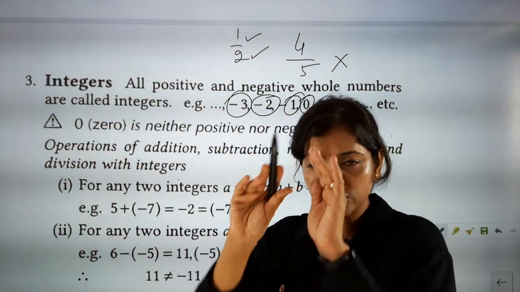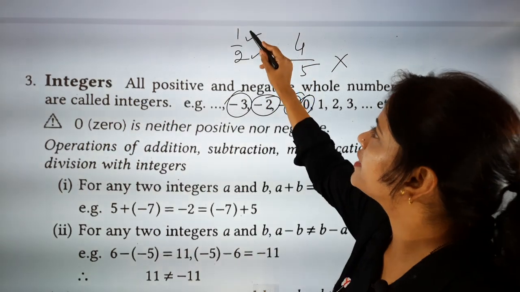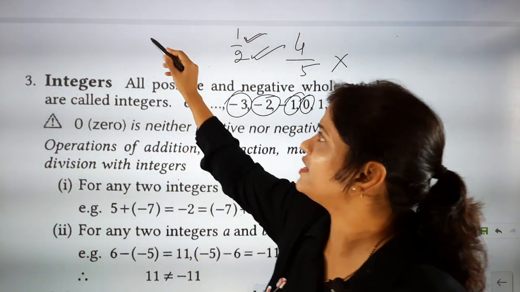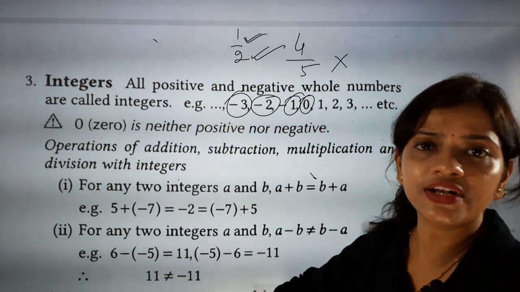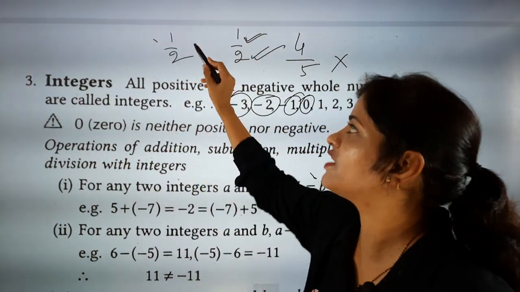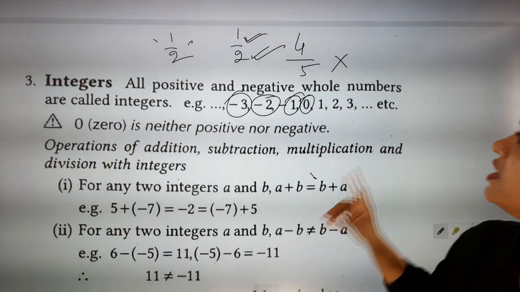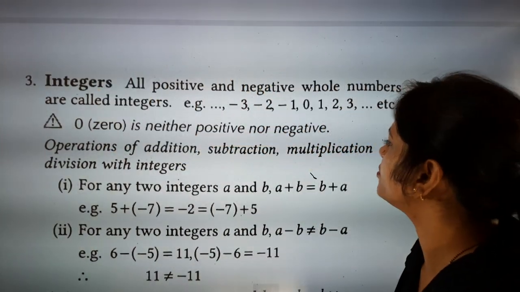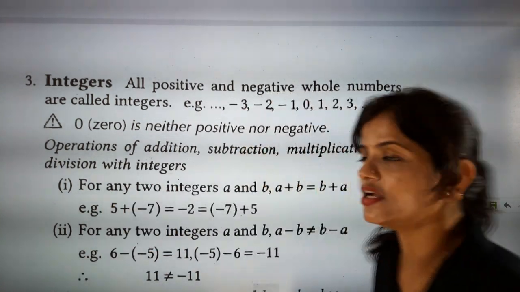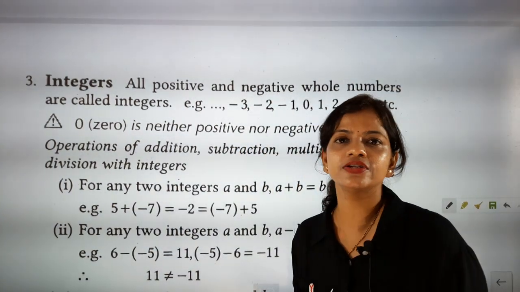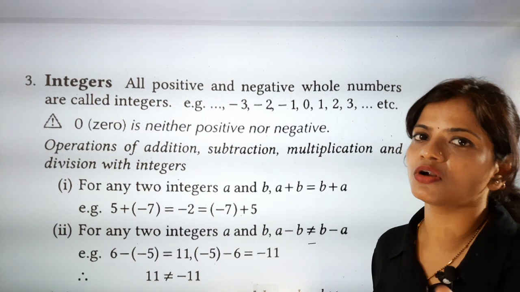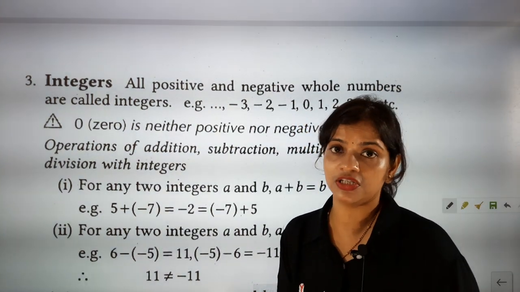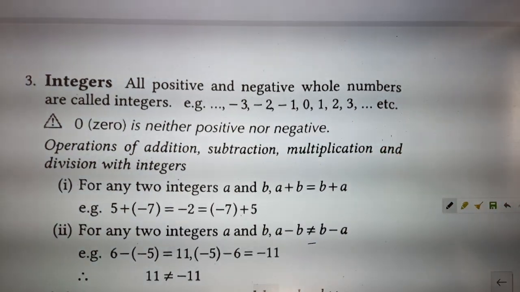But beta, the most important part here is that 1 and 2 are both integers. 1 is an integer, 2 is also an integer, but 1 by 2 is never an integer. 1 by 2 is a fraction or a rational number, but never an integer. So integers do not contain fractions or decimals. Only whole numbers, either positive or negative, will be there, and that is called an integer.